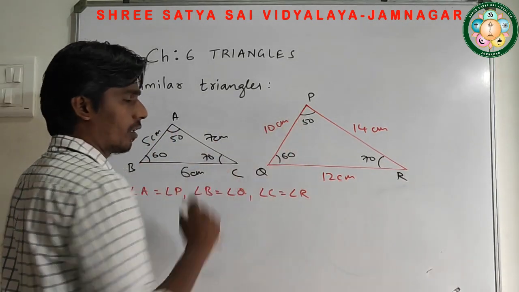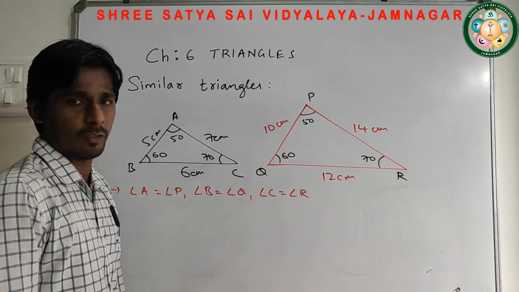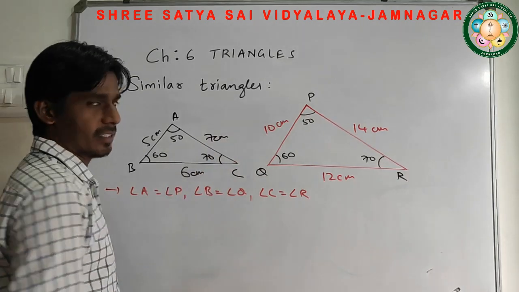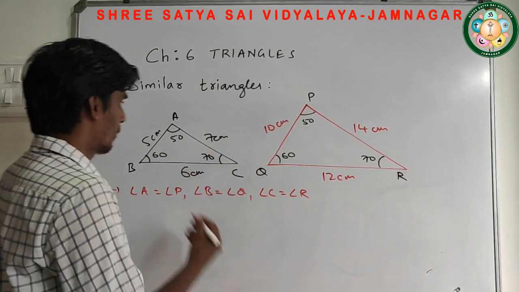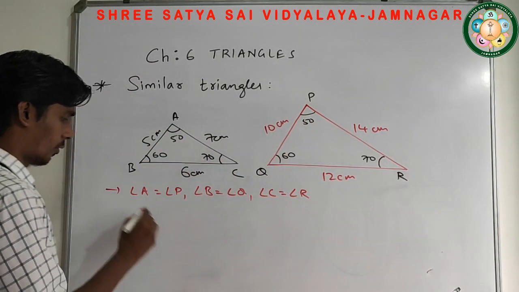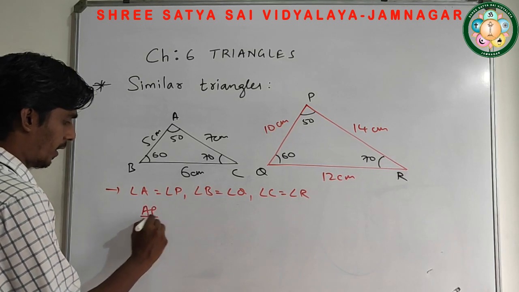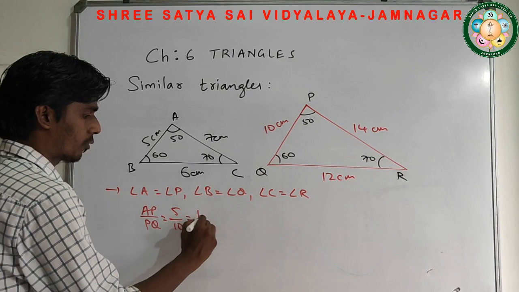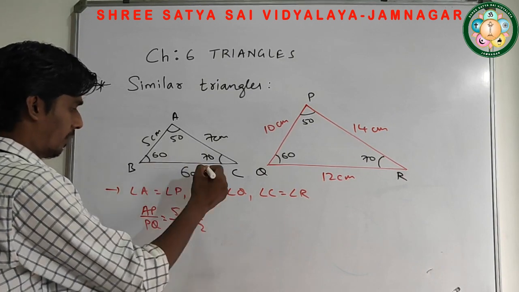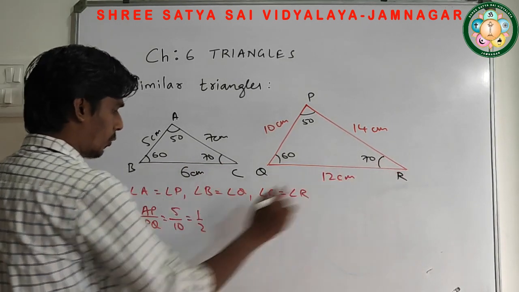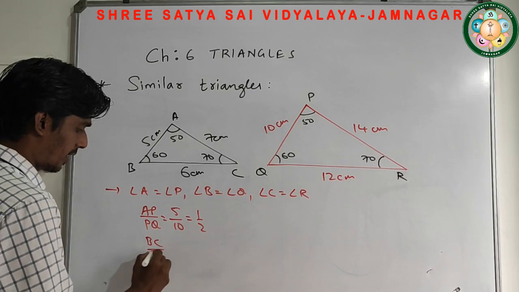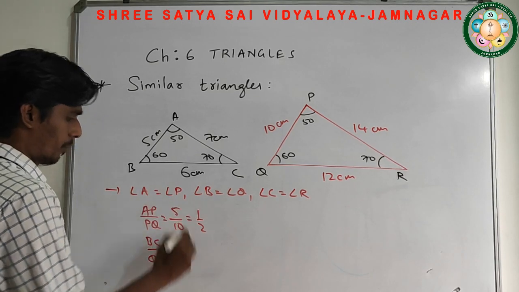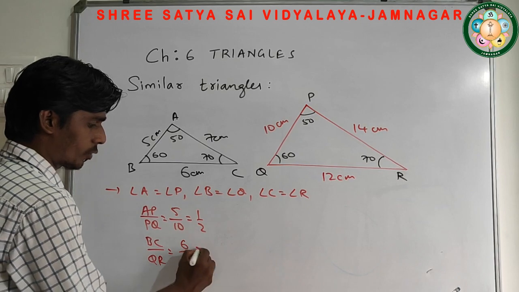Now what about the sides? Here AB and PQ are not equal as in congruent. Here it is 5, here it is 10. Let's take out the ratio. AB corresponds to PQ. So AB upon PQ is 5 upon 10, that is equal to 1 by 2. Then the next one, BC upon QR. BC is 6 and QR is 12.